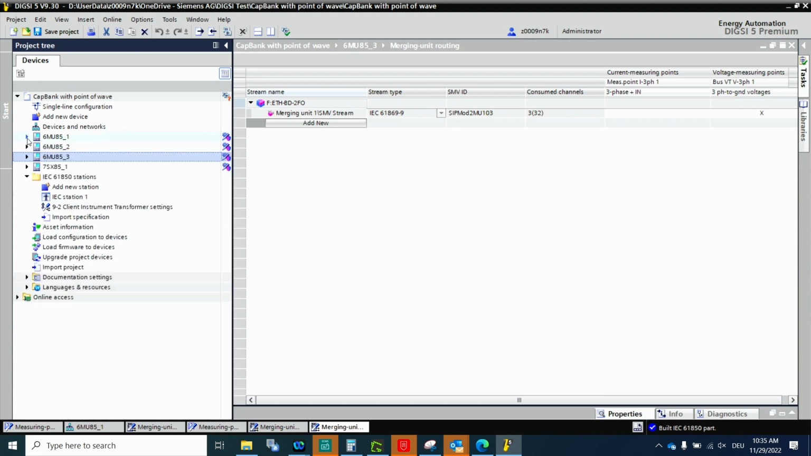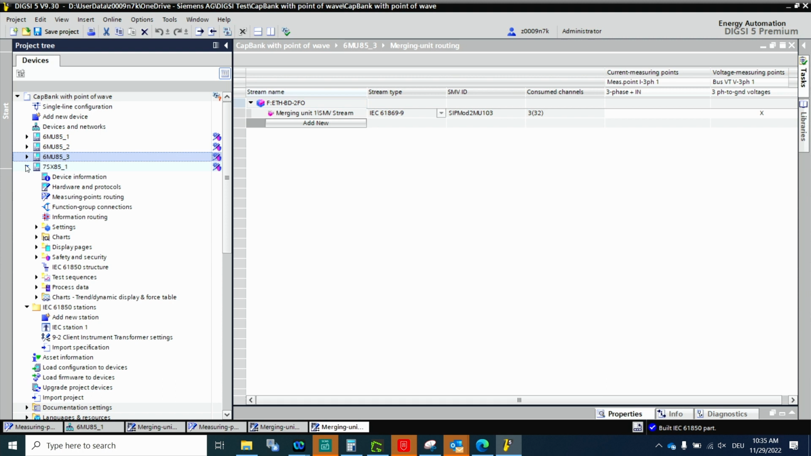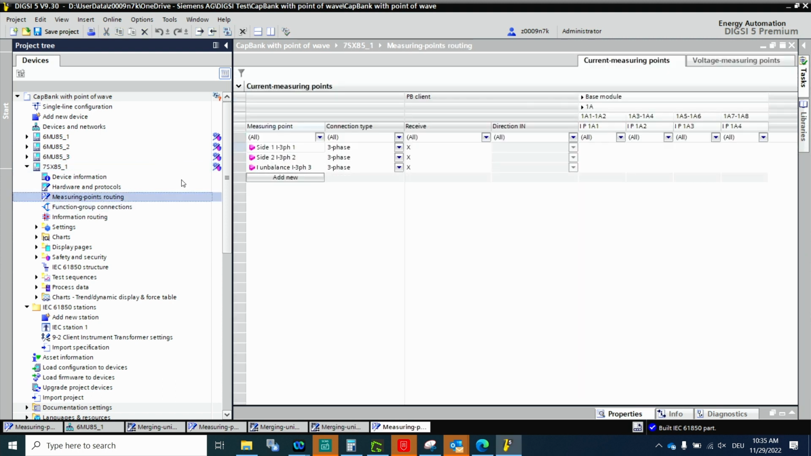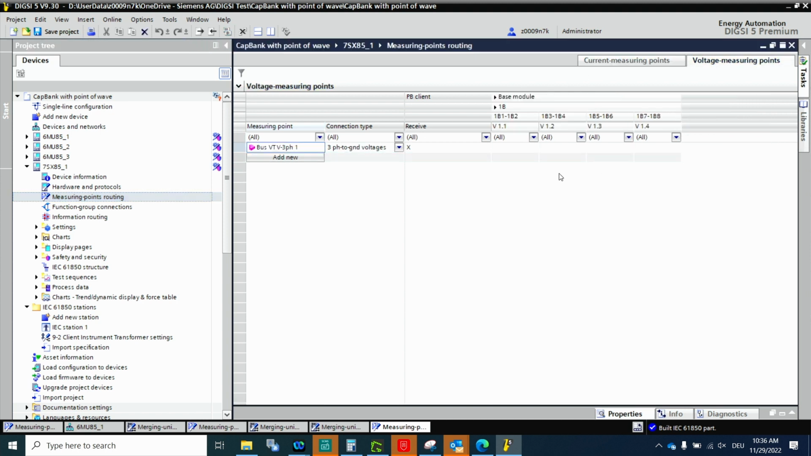On the client side, that in this case is the 7SX85, the capacitor bank protection is enabled. The device receives the measuring points from side 1 and from side 2 of the capacitor bank to do the current differential protection 87C, the current unbalance for the protection 60C for the capacitor bank, and the voltage measuring point to do the voltage protection. All these measurements are coming via the process bus client, called PB client in DIGSI.